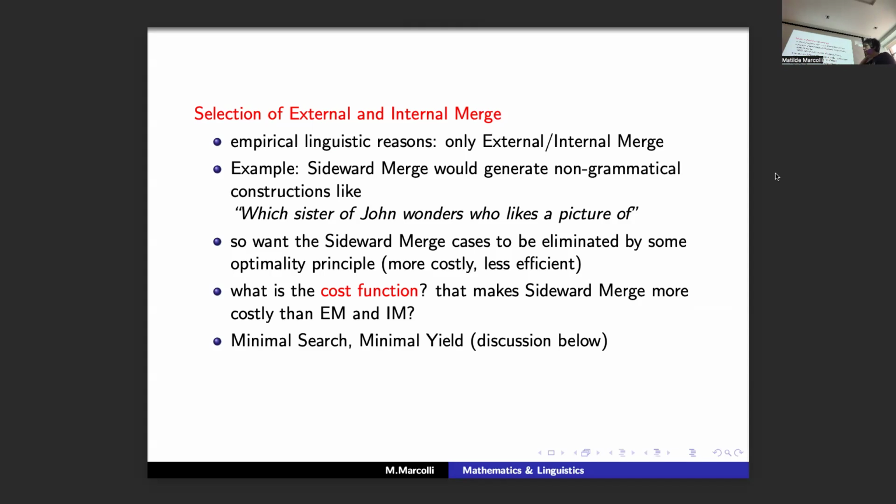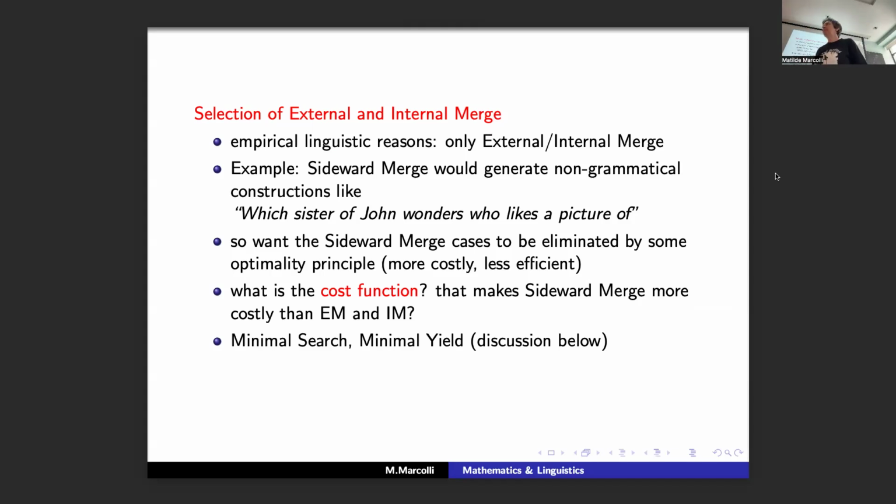And there's also other kinds of constraints that we try to formulate, which in the literature usually go under the name of minimal yield or resource restriction. So we're trying to put reasonable constraints on how these operations work.